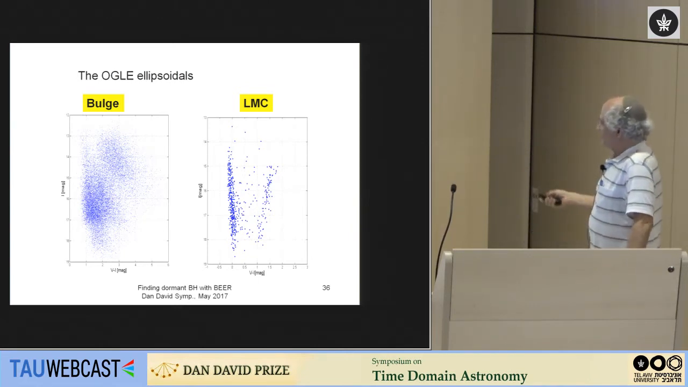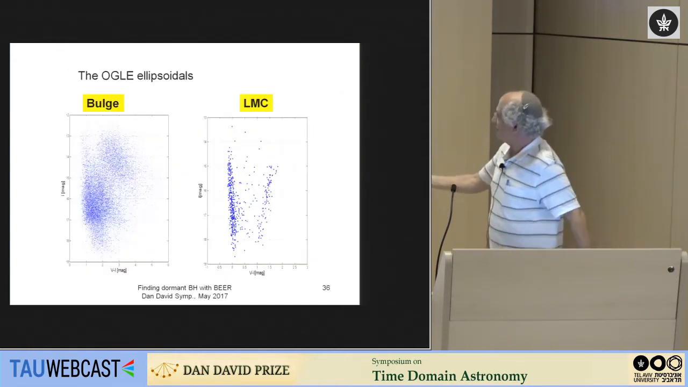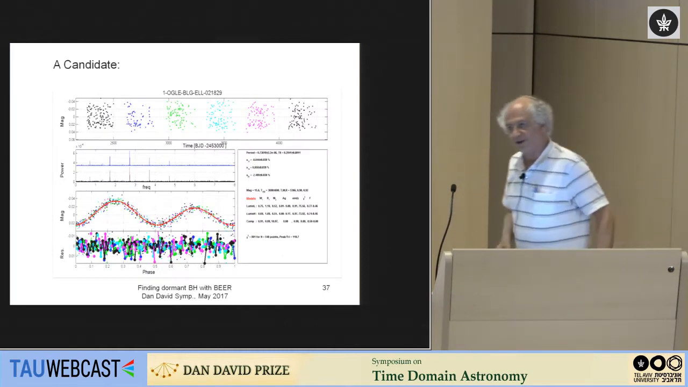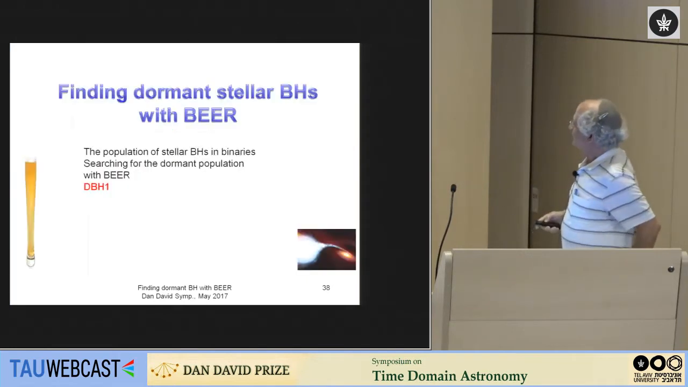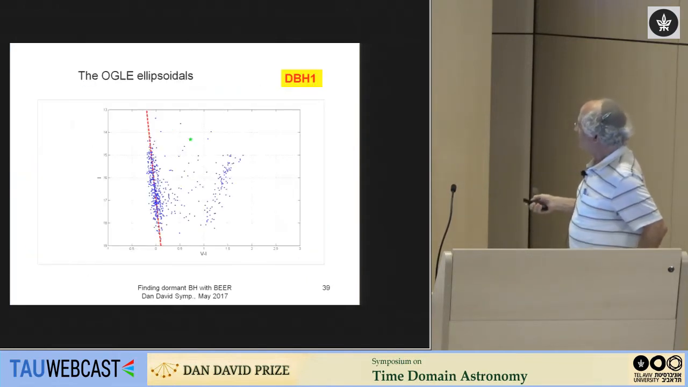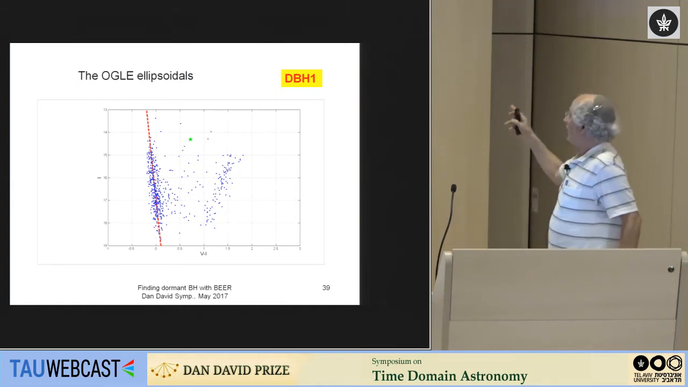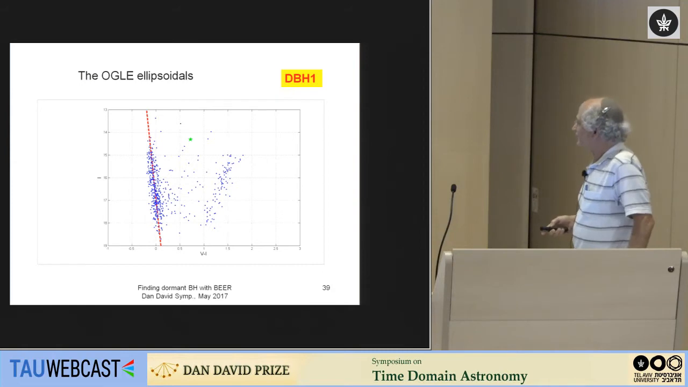So this is the color magnitude diagram of those. And here is one of them that we analyzed from the bulge. This is our type of analysis. I won't go into the details, but this turned out not to be a good candidate. But this one here, I hope you see, turned out to be a very good candidate, and in fact, not only a candidate, but a black hole that I call the Dormant Black Hole 1, DBH1.